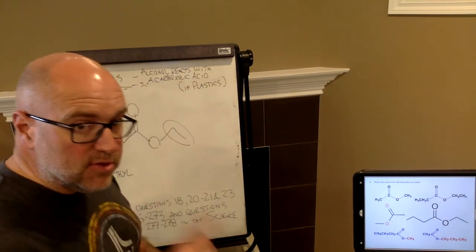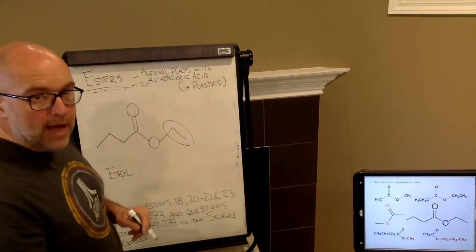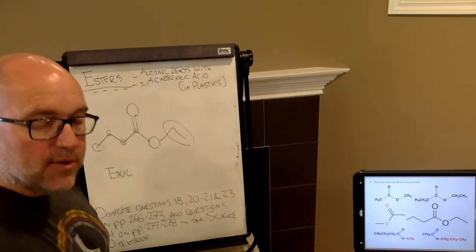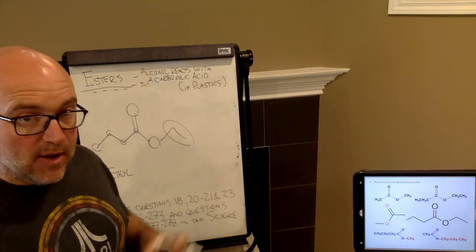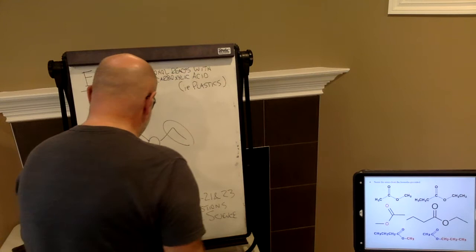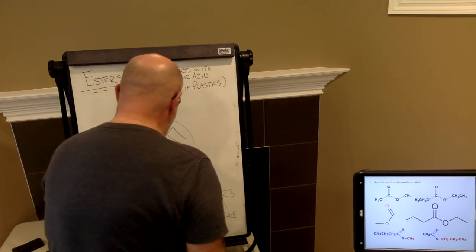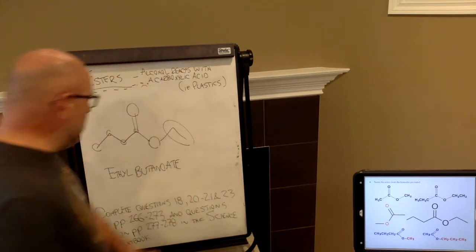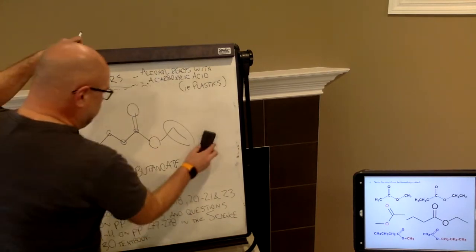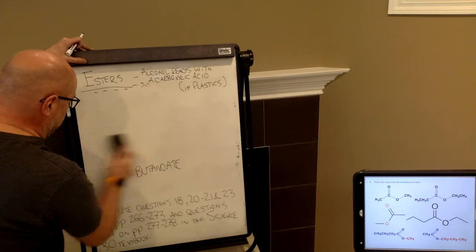It's ethyl because it was a 2-carbon alcohol. 1, 2, 3, 4. I've got 4 carbons that were originally on my carboxylic acid. That's going to be butanoic, which now becomes butanoate. So this one becomes ethyl butanoate. All right. Last 2 on the bottom are going to be condensed formulas.